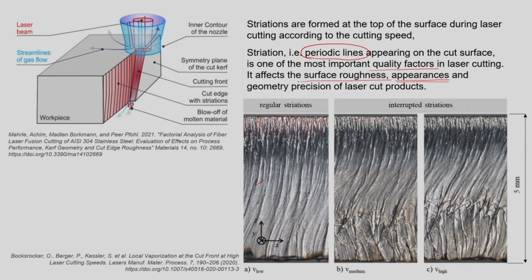Not only the surface quality and the appearance, the striations also affect the precision of the cut products. If you look at a schematic of the laser cut surface, you can find these are the striations generated on the cut surface.